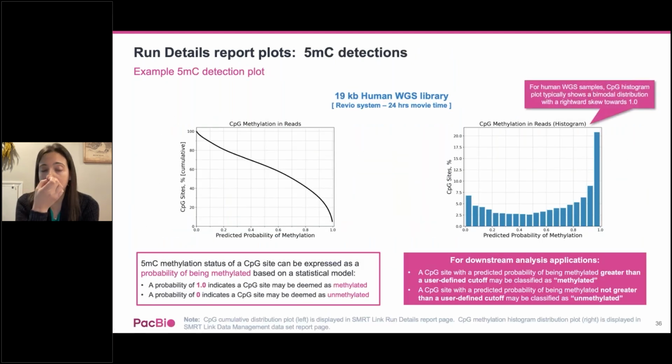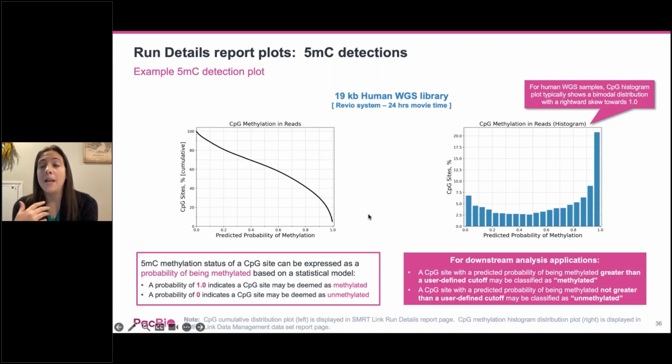Okay, and lastly, we'll talk about the 5mC detection plots. This example here is for a human whole genome library. You can think of the 5mC methylation status at a CpG site as expressed as a probability of being methylated or not, based on our statistical model. A probability of 1 will indicate that a CpG site is most likely going to be methylated, and a probability of 0 indicates that the CpG site is deemed unmethylated.